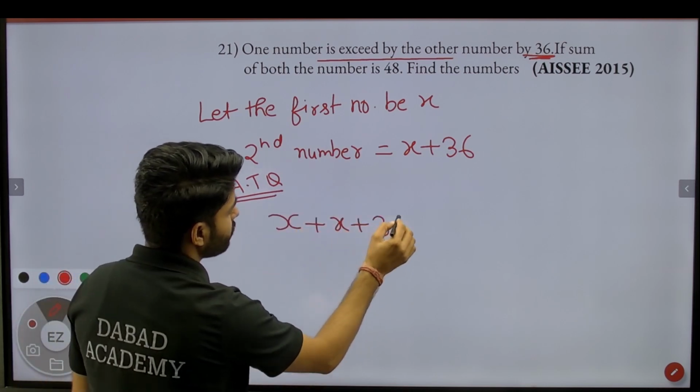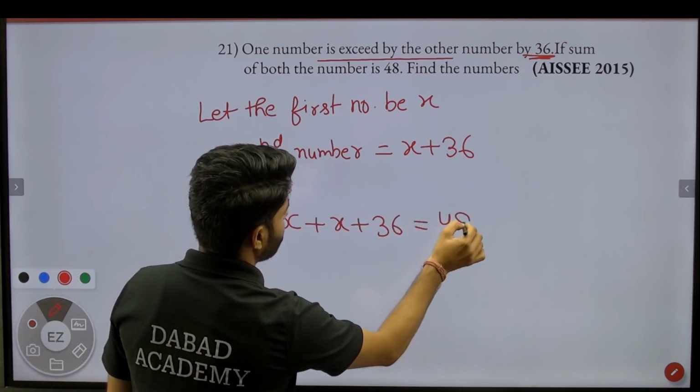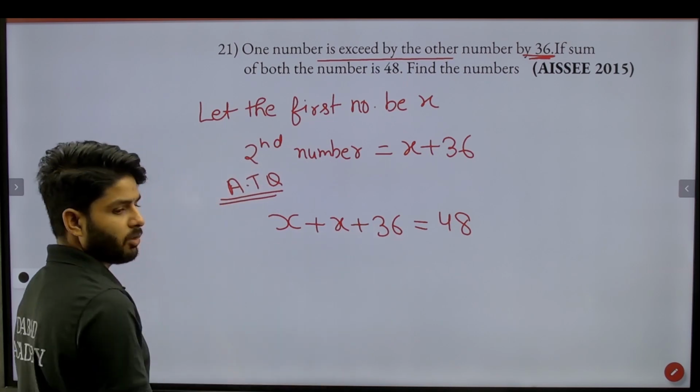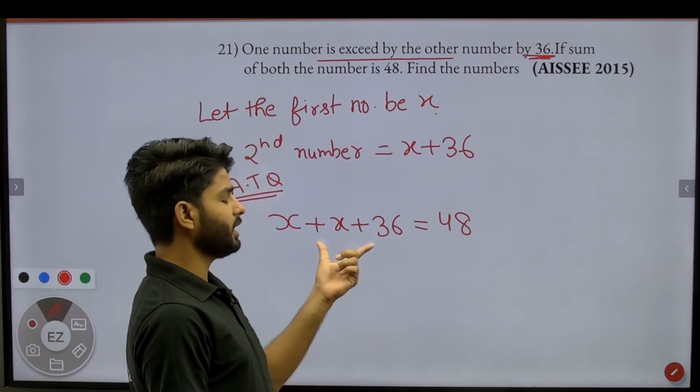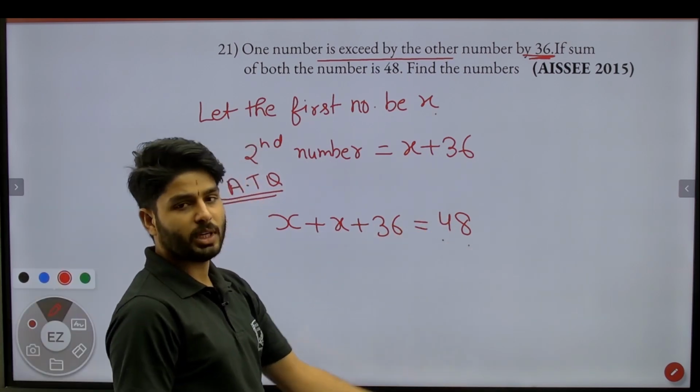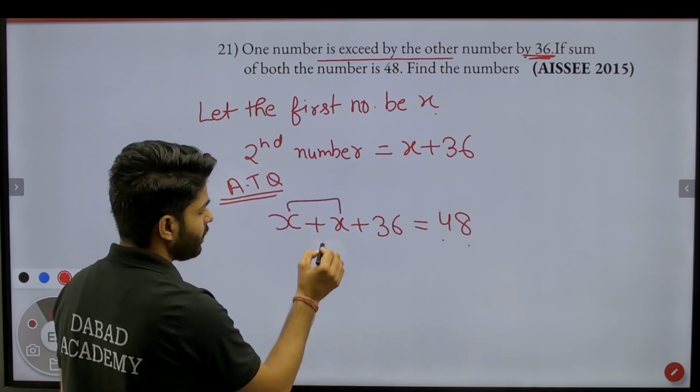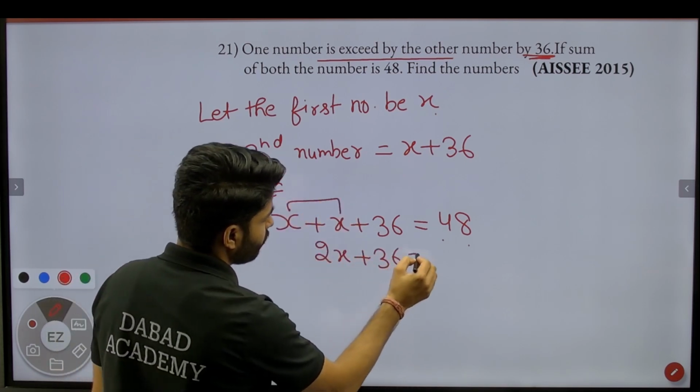So we have to sum these two numbers, that is equal to 48. The sum of these two numbers is equal to 48. So we have to add these two numbers and put equals to 48. Then x plus x is 2x plus 36 equals 48.